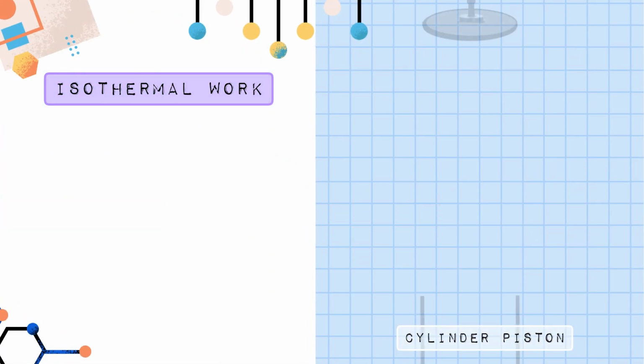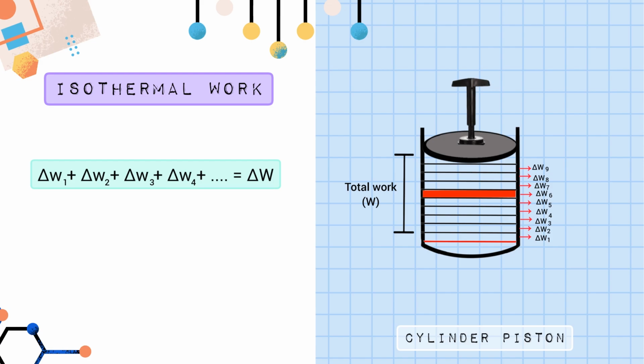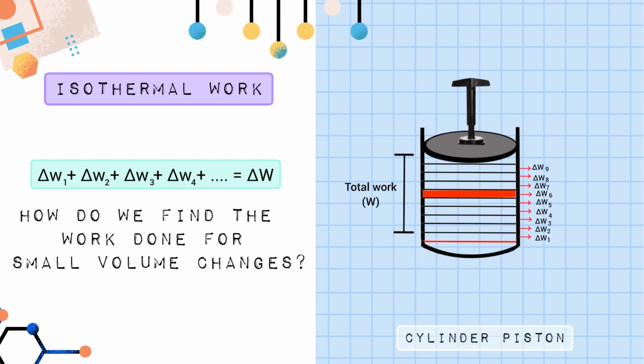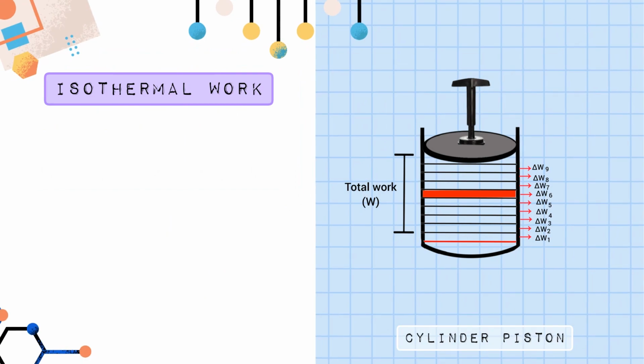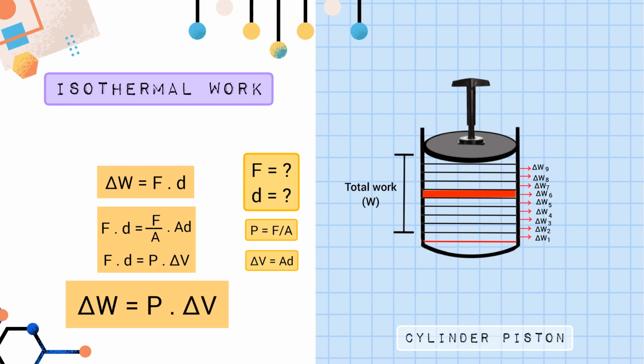Let's get started. To find the total work done, we would need to find the work done for small volume changes and then add them up to get the total work done. But how do we find the work done for small volume changes? Well, we know that the definition of work is force times displacement, but we don't have the force and displacement of the piston directly. But we do have the terms pressure and change in volume, delta V, which together give the same quantity of force times displacement. Hence, we get the small work done, delta W, as P times delta V.